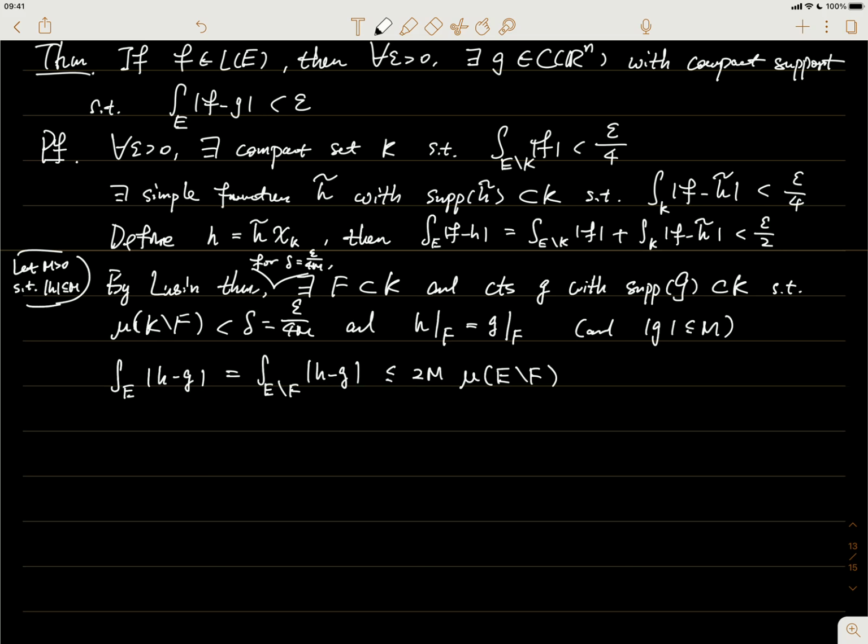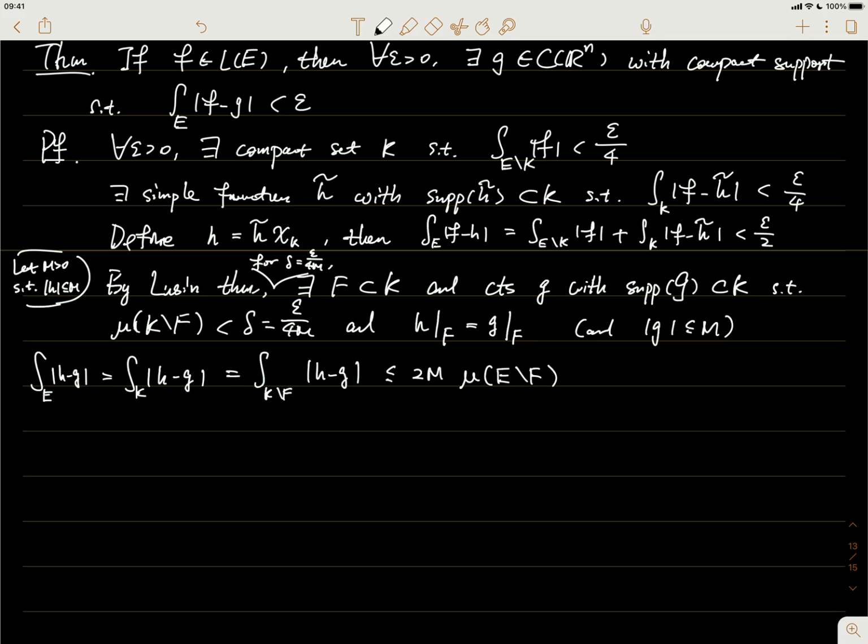I should actually say that because the h and the g are both supported on k, the integral of them on e is actually the same as their integral on k. Let me just put it here. And this is equal to the integral of h minus g on e, since they are both supported on k only. Okay, so outside of k is 0.